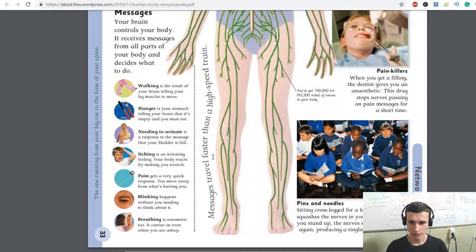Pins and needles. Sitting cross-legged for a long time squashes the nerves in your legs. When you stand up, the nerves start to work again, producing a tingling feeling.